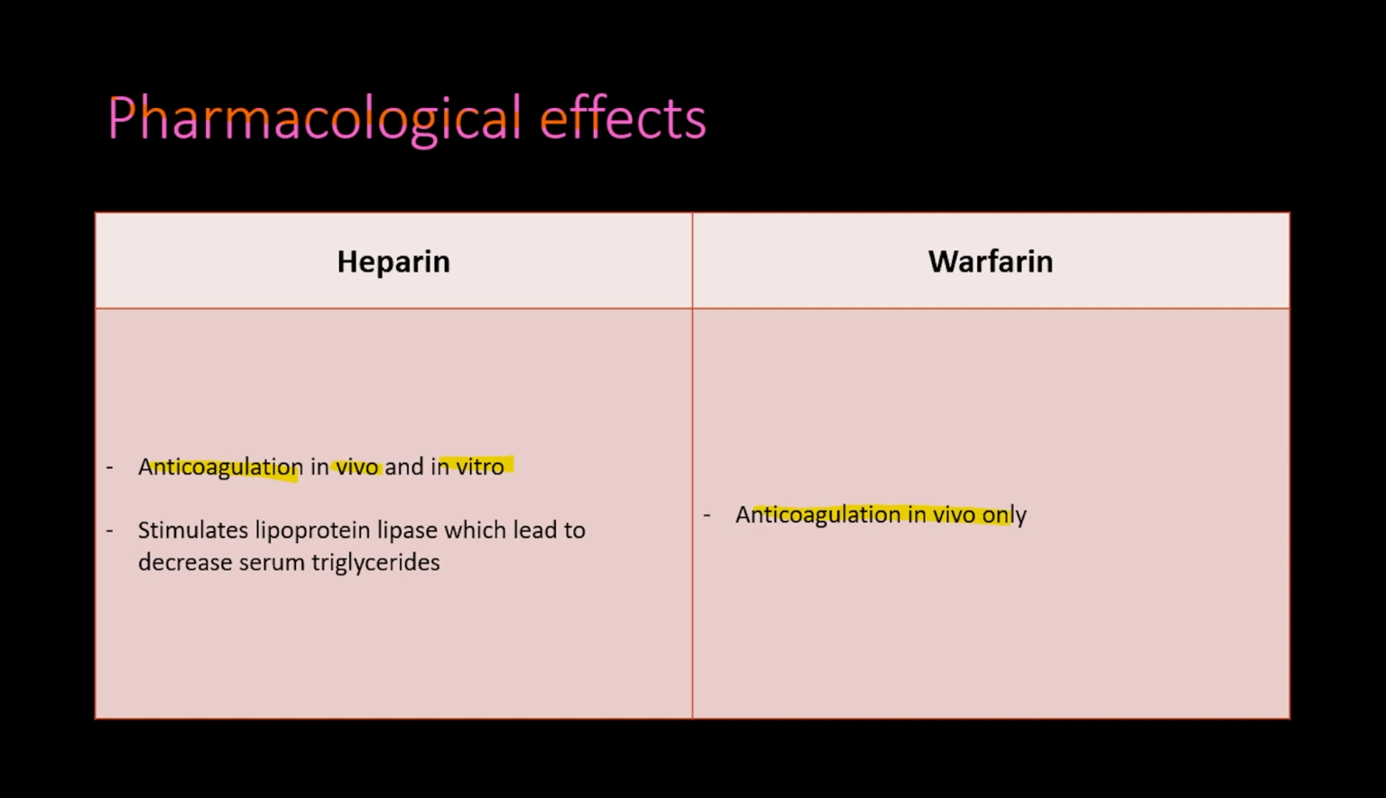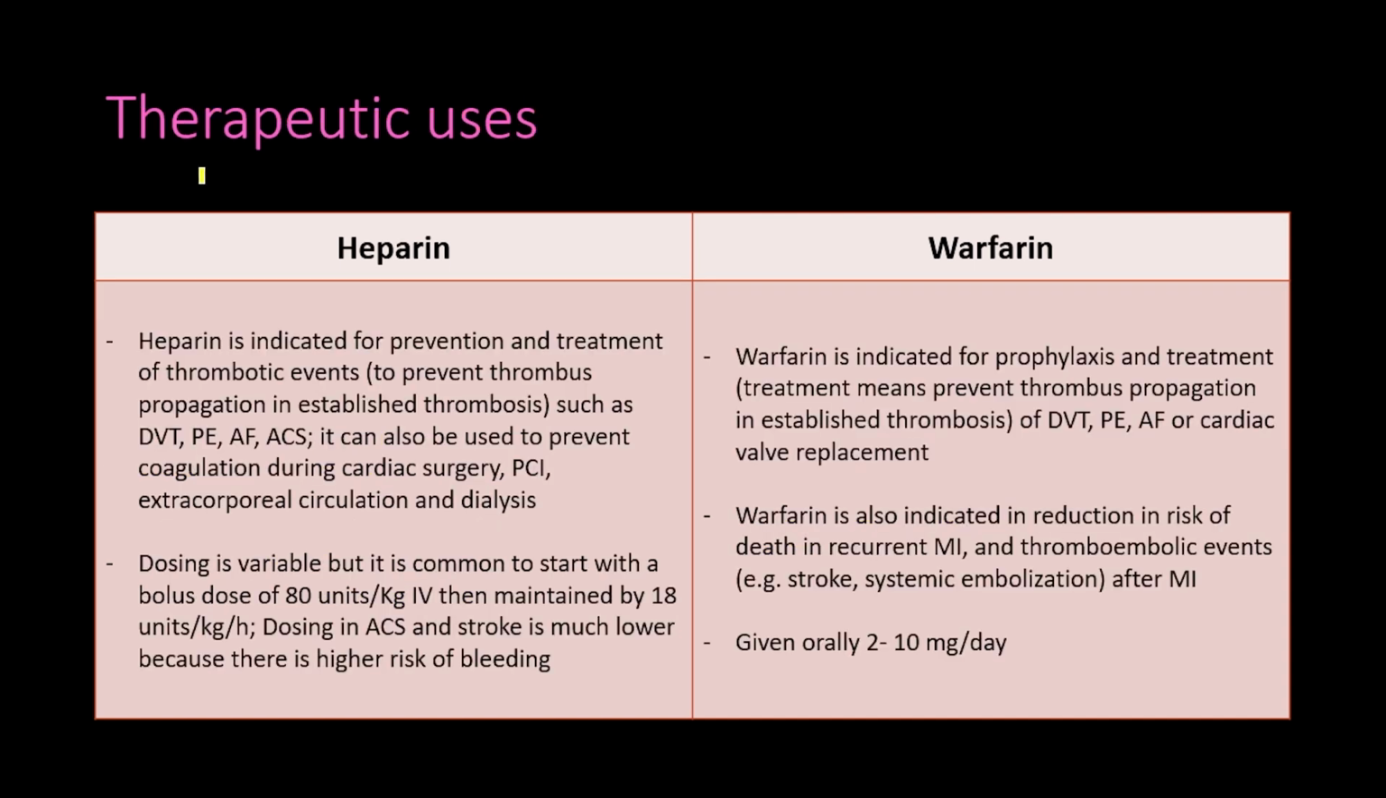So in the blood collecting tubes, it does not work, while the heparin works on activating the antithrombin 3, which inhibits the factors 2 and 10, and this works inside the blood collection tubes. And the heparin pharmacological effects also include the stimulation of the lipoprotein lipase, which leads to decreased serum triglycerides. Now let's talk about the therapeutic uses.